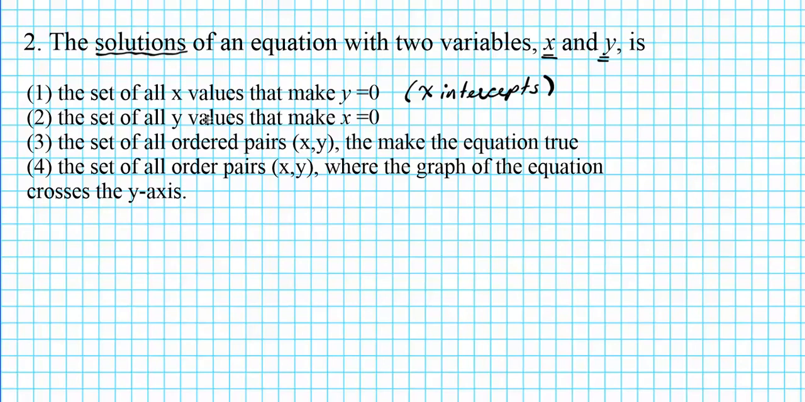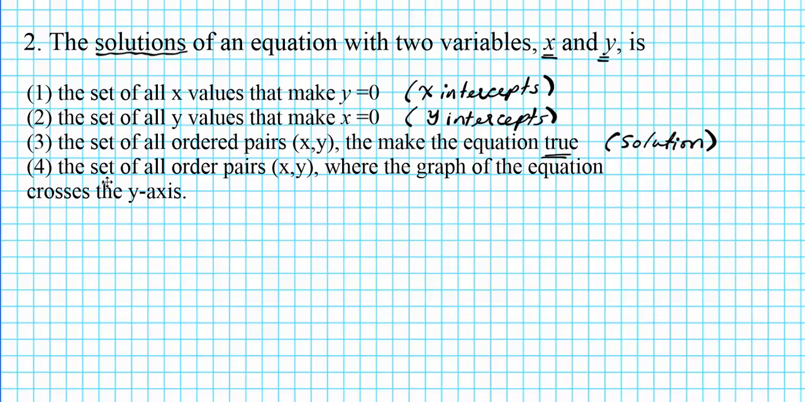2, the set of all y values that make x equals 0. What is this called? This is called your y-intercepts. Y-intercepts. All right? The set of all ordered pairs x, y that make the equation true. Solution, true. They mean exactly the same thing, okay? Whatever makes an equation true is known as the solution. So this is exactly what we're looking for.